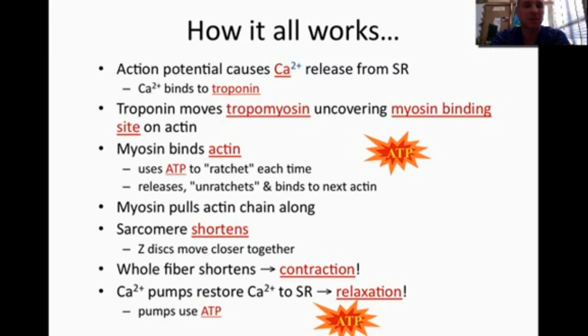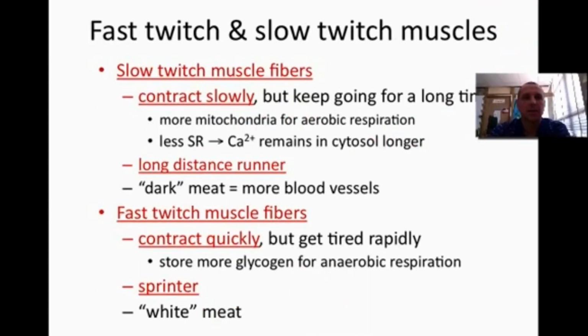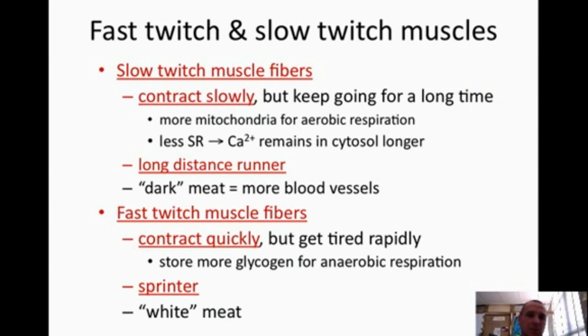Now this is basically what I've talked about, but it needs energy, or ATP, for this entire process to go, and we get energy from the things that we eat. Now there are two types of muscle fibers: fast twitch and slow twitch. Slow twitch muscle fibers are the dark meat, and they do not ratchet as quickly as the fast twitch muscles. Long distance runners want slow twitch muscles. They're going to have more mitochondria for aerobic respiration, and they're going to keep going for a very long time. They're going to contract slowly.